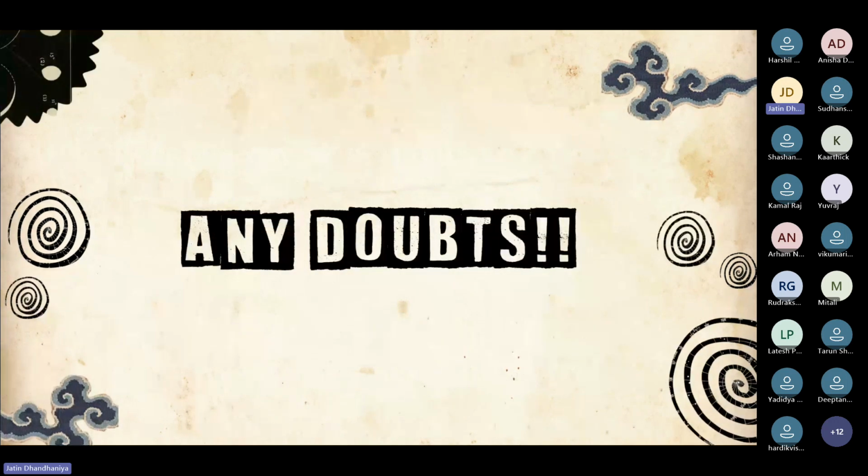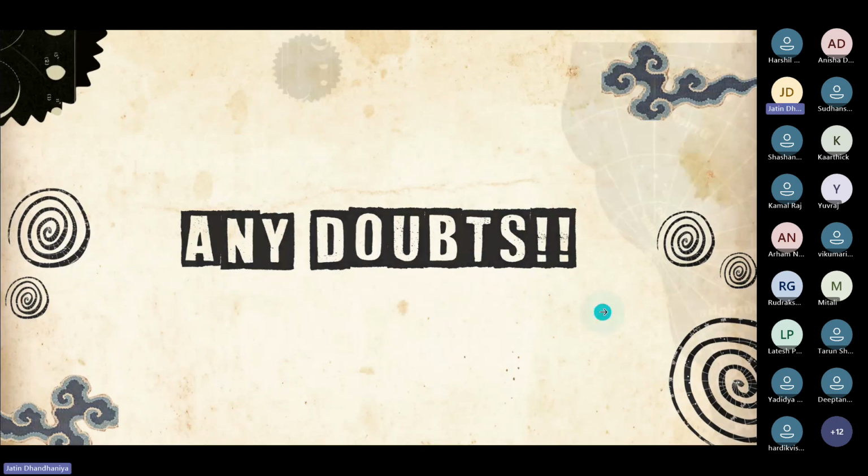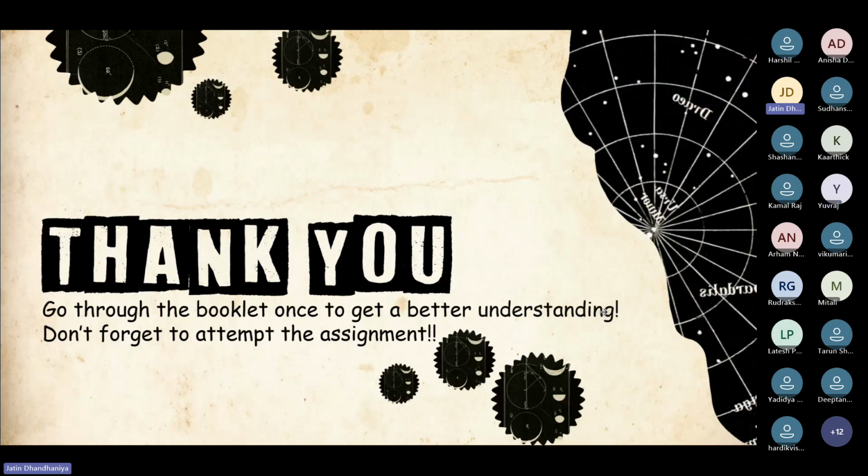Does anyone have any doubts in this Roman calendar part, or any part overall? I'm seeing the WhatsApp chat. Okay, then that was all from us now.